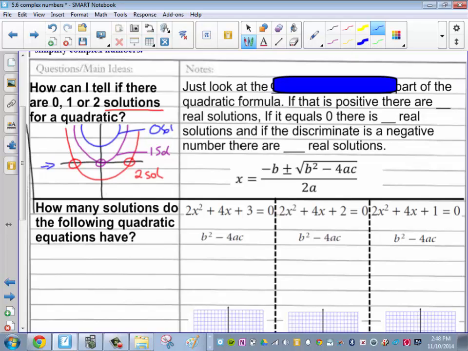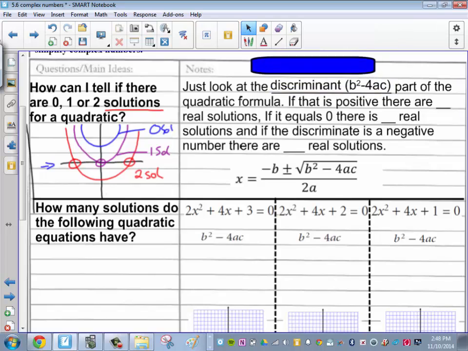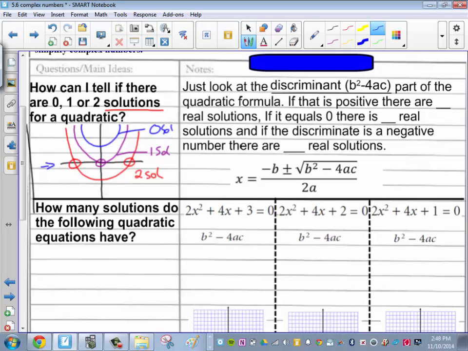You just look at the discriminant, which is the b squared minus 4ac part. You don't care about anything else in the quadratic formula. You don't care about this, you don't care about this, you don't care about the square root. You just care about the b squared minus 4ac. Let me highlight it. That's the important part. That will tell you if there are 0, 1, or 2 solutions.